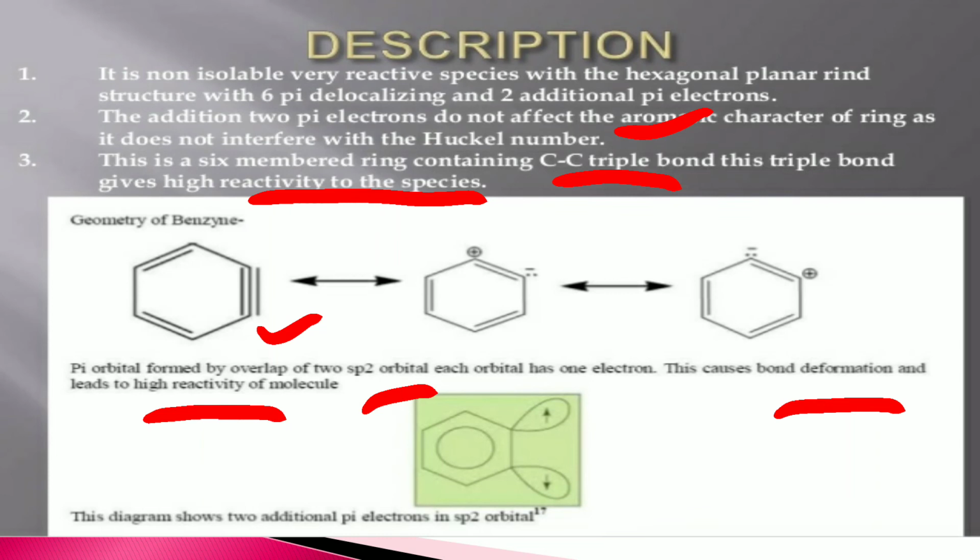By shifting the electron, there is a positive charge on one carbon and a negative charge on the other carbon. This can be in this manner also. They show some resonance. Here this shows the 2 additional pi bonds. These are the 2 additional pi bonds in the sp2 orbitals.